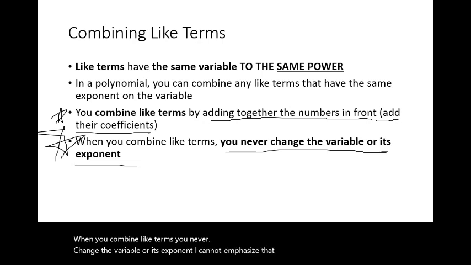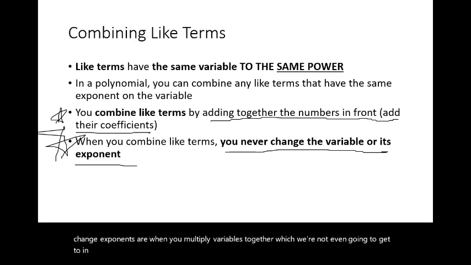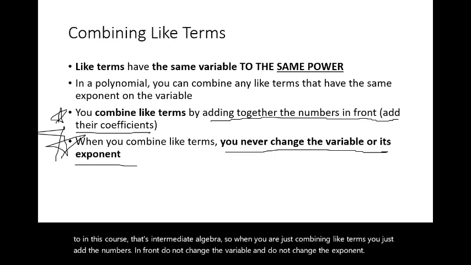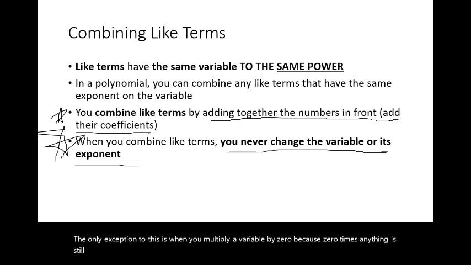The only time you ever change exponents is when you multiply variables together, which we're not even going to get to in this course. That's intermediate algebra. So when you are just combining like terms, you just add the numbers in front. Do not change the variable and do not change the exponent. The only exception to this is when you multiply a variable by 0, because 0 times anything is still 0. But other than that, when you combine like terms, you do not change the variable and you do not change the power.